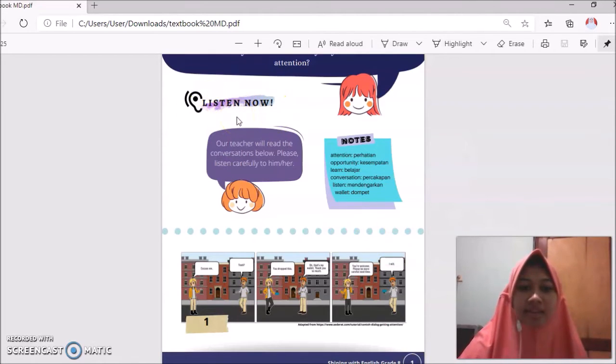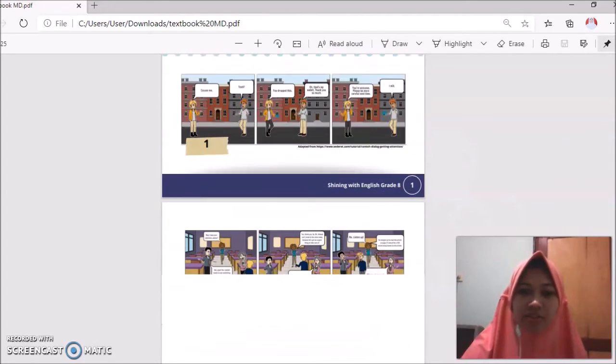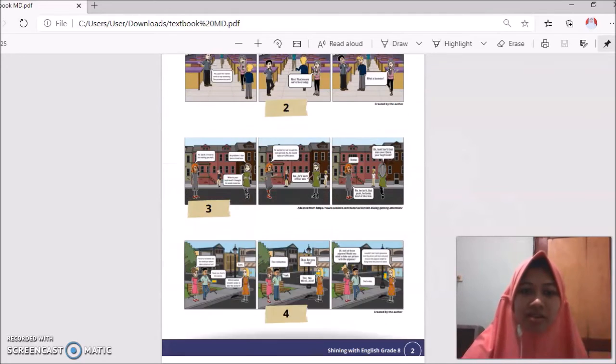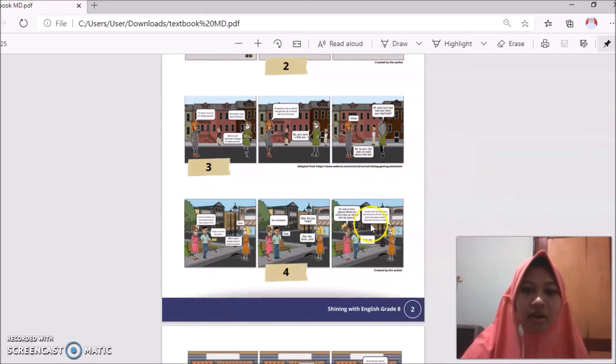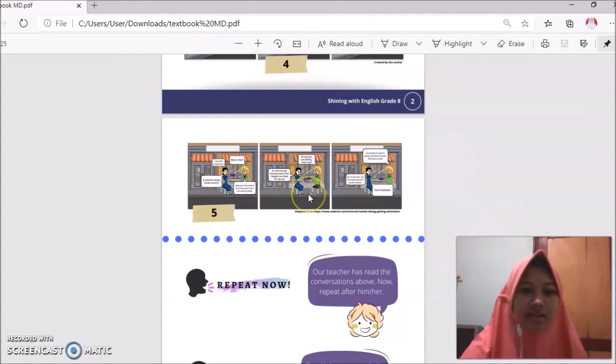this is the listening activity in this chapter called Listening Now. This purple chat box is the direction for the activity. There are 5 conversation pictures about getting attention, and 5 conversation pictures about checking others' understanding. This is the first picture, second, third, fourth, and the last is the fifth.